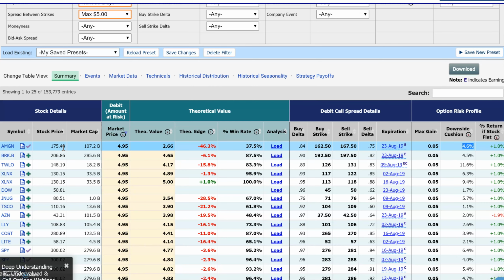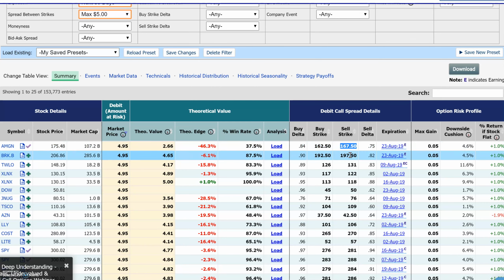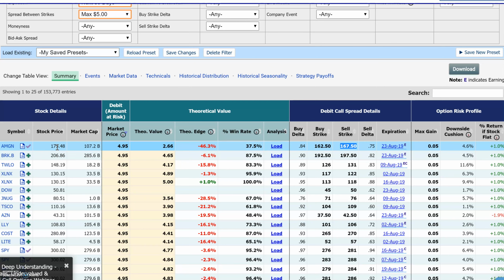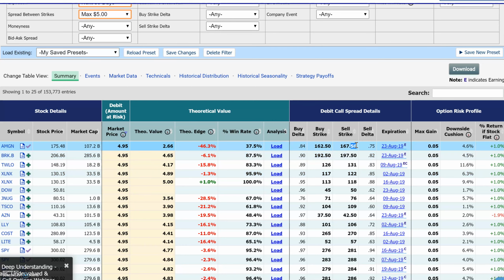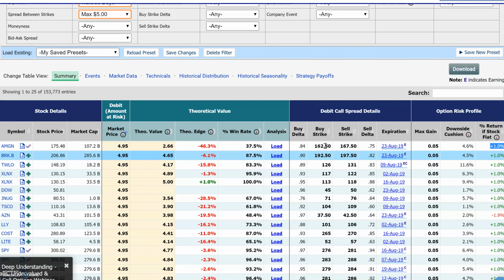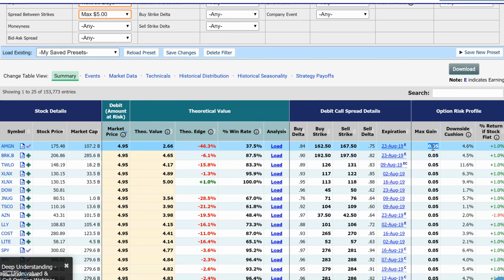So obviously this is all the way in the money right now, above the short strike. So you do have some downside cushion. If the stock sits here or goes higher, it'll be profitable, or if it even falls down to this strike, it'll still be profitable. And here is your return if the stock just sits here, which is 1%. Basically, you'll return 5 cents on $4.95 worth of risk. So that's what all these data elements are in the summary page.